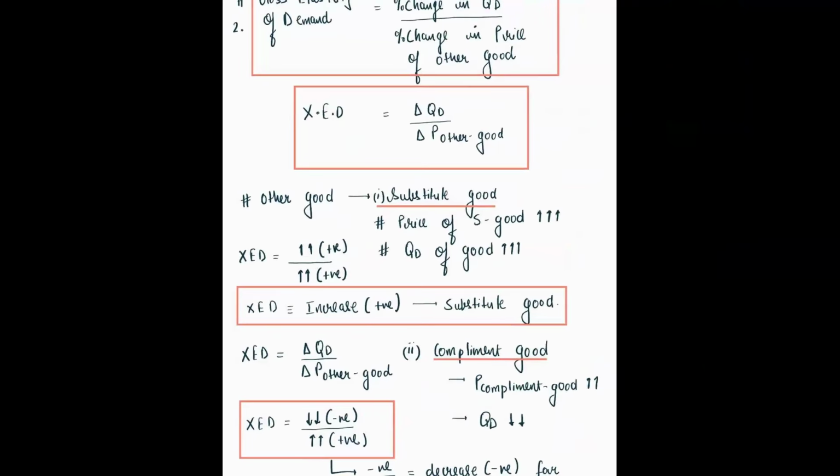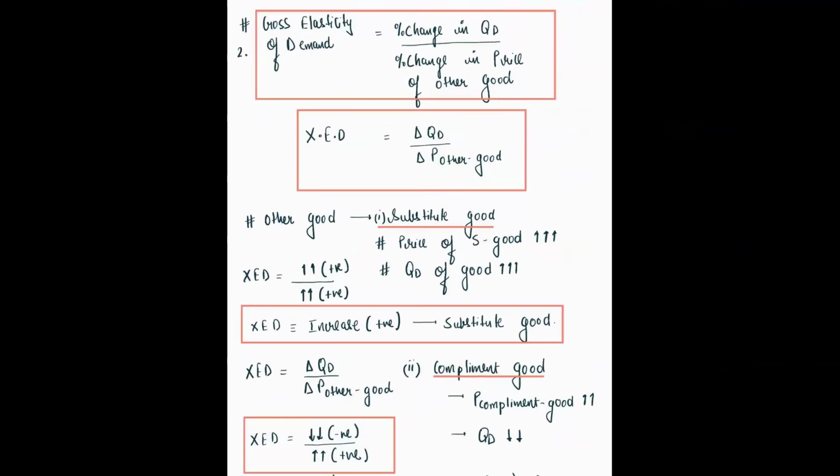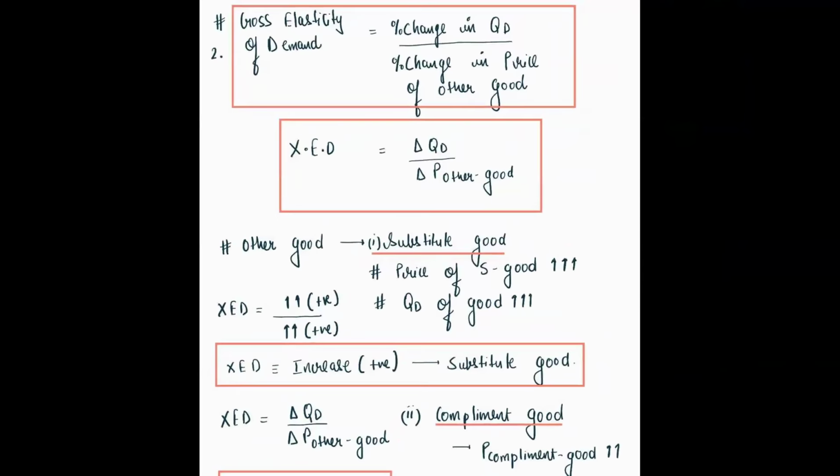Whenever you talk about the cross elasticity of demand, you will talk about the change in quantity demanded by price of other good. And there are two categories of price of other good. First is substitute good and second is complement. Substitute good, with the increase in price, quantity demanded of that good will also increase. So positive by positive: quantity is positive, price is positive. So cross elasticity of demand for substitute good is positive. That only you should keep in your mind.